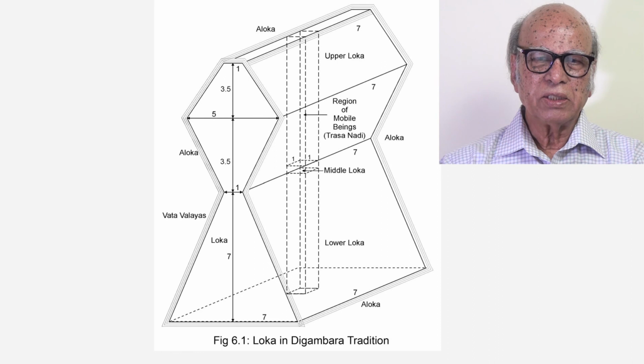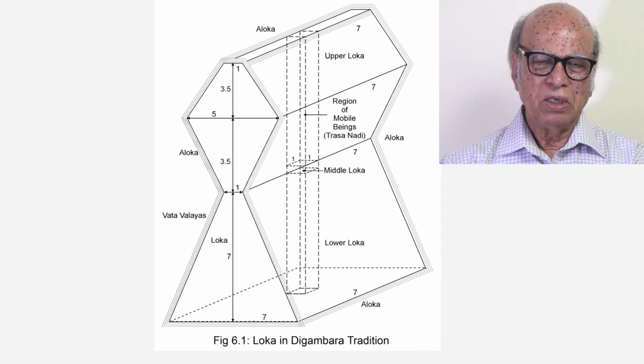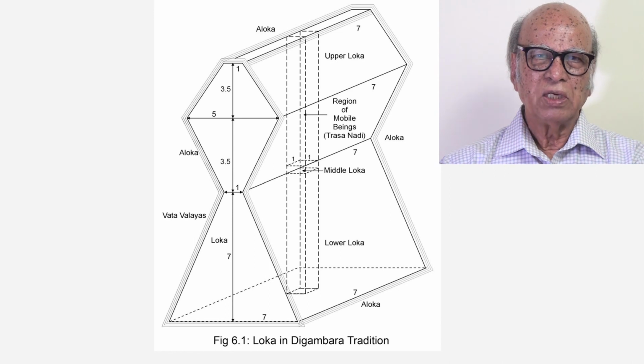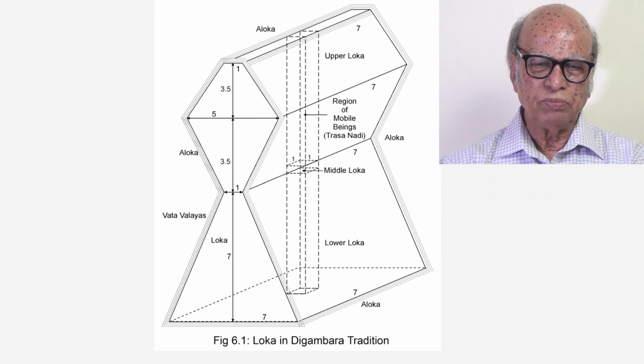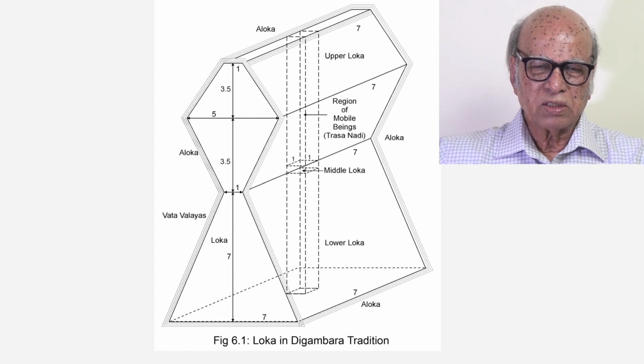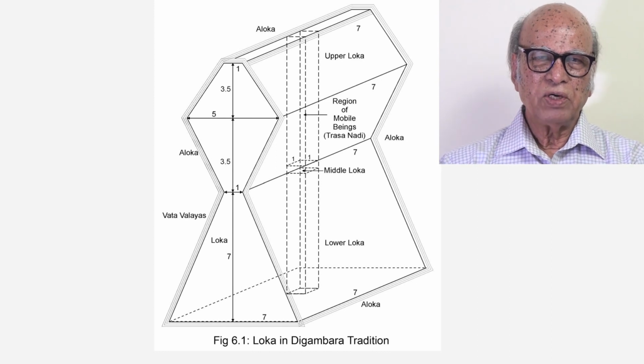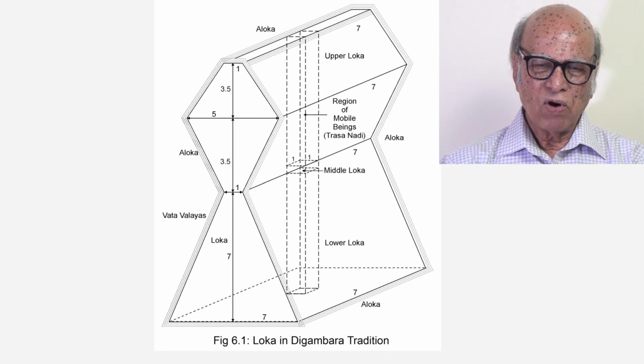And if you look at the dimensions of the lok, starting from the bottom, you see the bottom trapezium shape, the lowest dimension is 7, and the height of that trapezium is also 7. You will find it in the figure. In the middle is a waist, as if the waist of a human being, and that has a width of 1. What this 1 is, I will tell you later.